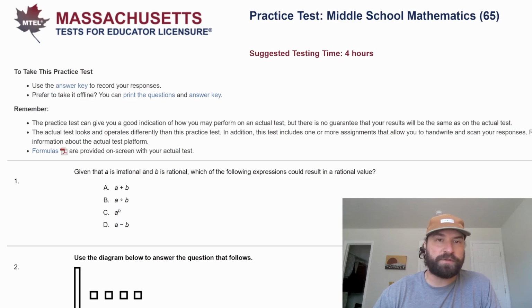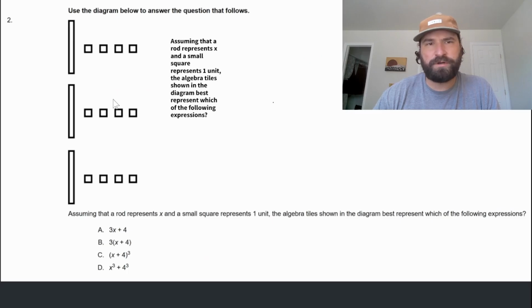So I'm going to try to run through this entire middle school math one, and hopefully give you guys a little insight into what that looks like. All right, so let's give this question a shot. It says, use the diagram below to answer the question that follows. So we've got all these blocks here.